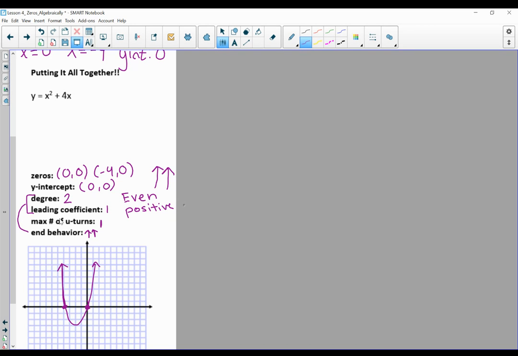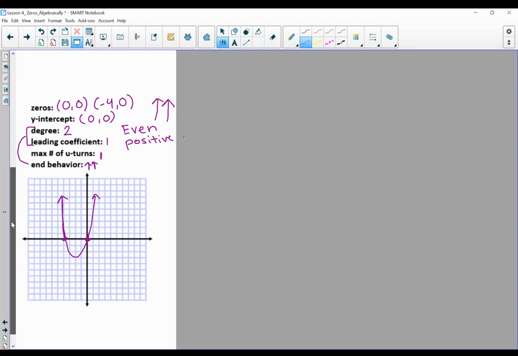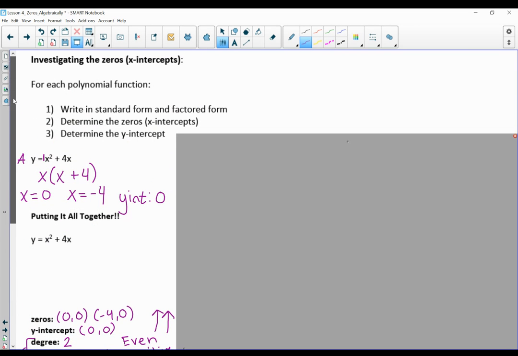So as you can see, though, this is a sketch. We don't know the vertex. It could be all the way down here, or it could be really, really tiny up there. Okay, we don't know the vertex. This is why it's a sketch. But it's pretty good because I know that it's going through these points, and I know that as x gets smaller and smaller, y gets bigger and bigger, and as x gets bigger and bigger, y gets bigger and bigger. Okay, so this is how we put it all together.